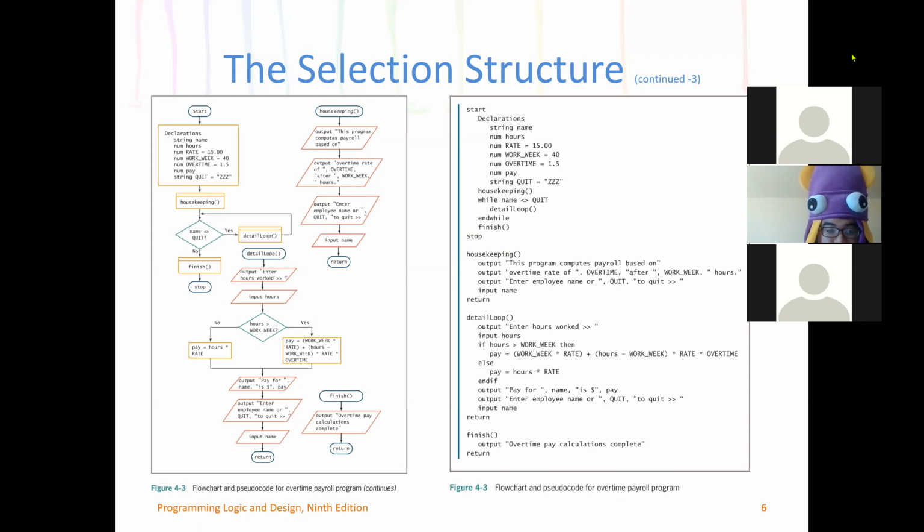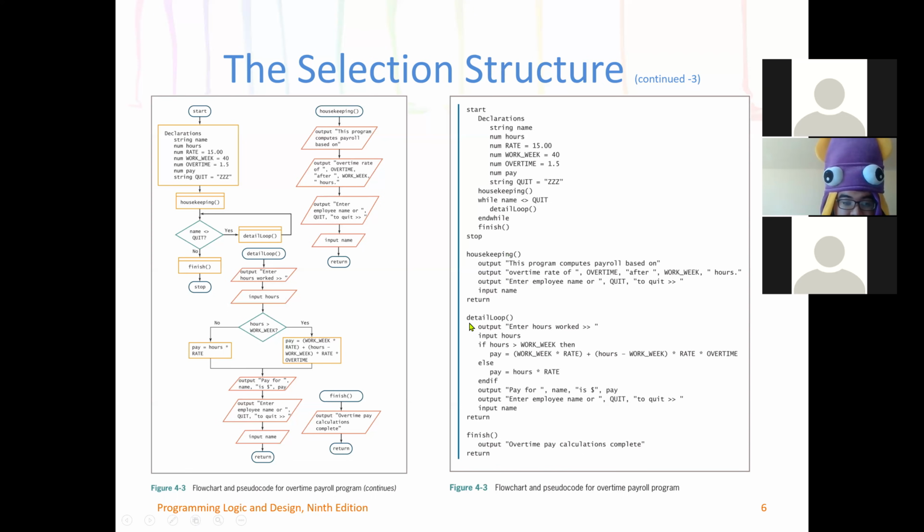So we can go through the pseudo code for a second, especially the detail loop section. So here they say enter the hours worked. We input the hours. Then we check if the hours is greater than 40 or work week. If it is, then we have to calculate the overtime with the regular pay. So the regular pay will be work week times rate. Now, plus the hours you work, if it's more than 40, let's say if it's 50 hours, then I'll say 50 minus 40. So that means I worked only 10 hours overtime. Then I'll multiply that by the rate times the overtime rate, which is 1.5. So it's like your 15 will be 22.50.